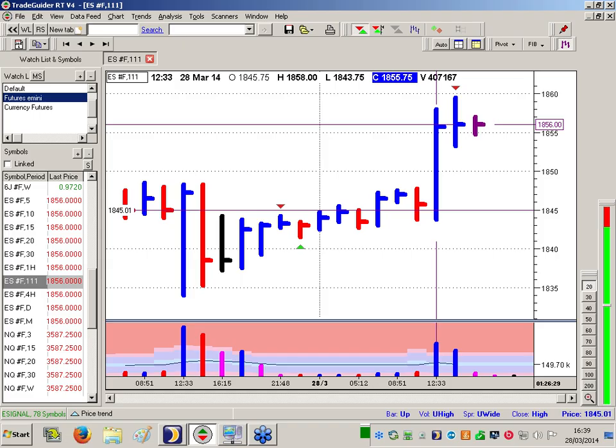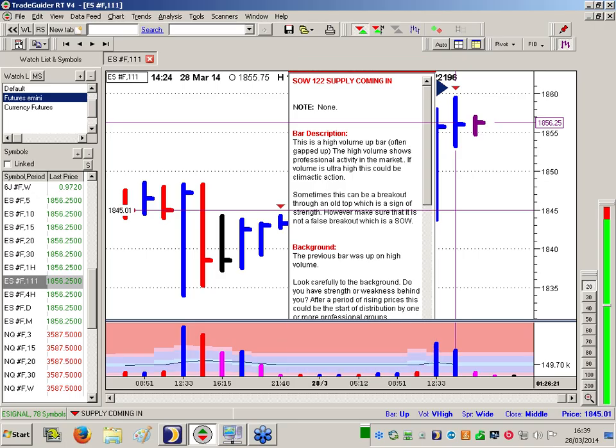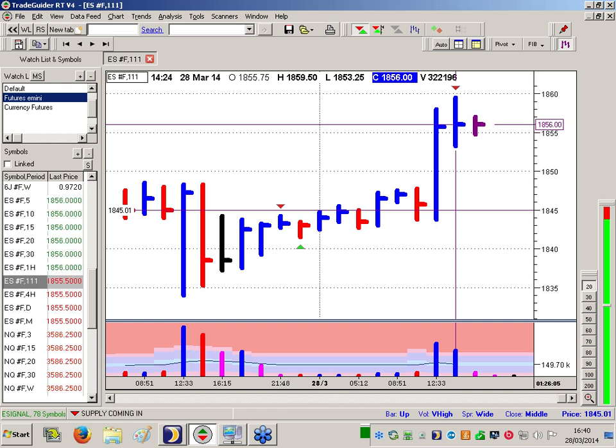Now we've got some weakness here, obviously. Here. Supply coming in. There's high volume. But that's not sufficient to go short at the moment. We need more evidence. So we can watch that unfold.